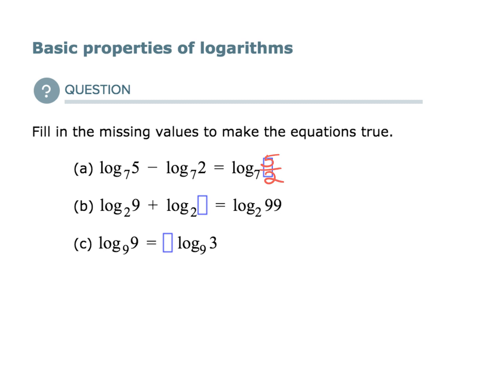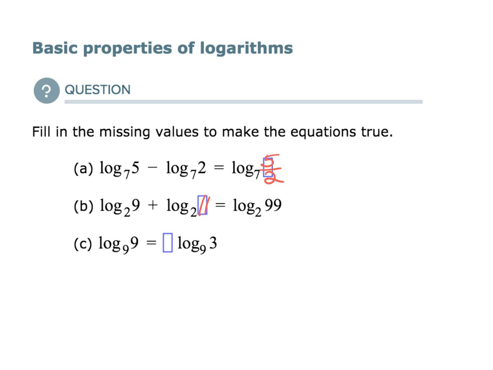Okay, moving on to the next one. First of all, let me double check. I've got two logarithms that I'm combining to a single logarithm, and let me double check they have the same base. Log base 2, log base 2, log base 2. That's good. So when I combine two logarithms using addition to being a single logarithm, addition becomes multiplication. So 9 times this equals 99. 9 times what is 99? 9 times 11.